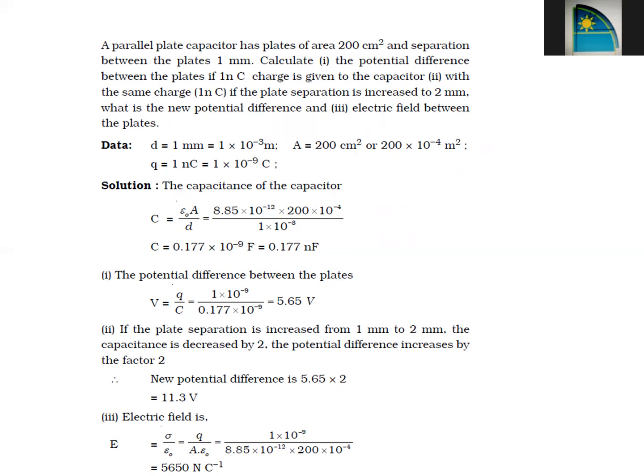So in this given question, first part is very easy. Second part also is easy, because once you have calculated the capacity, you can easily calculate the potential due to that given capacitor. And third part is we have to calculate the value of electric field. So electric field for a parallel plate, when we will derive it, we will know that it is sigma by epsilon naught.